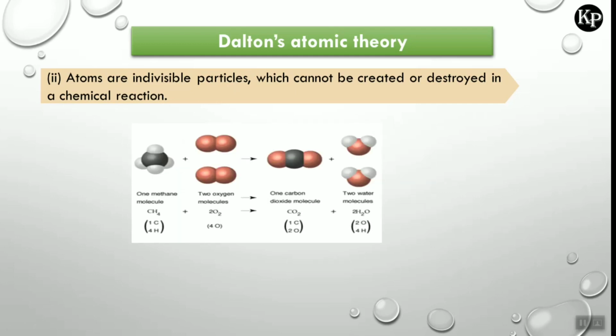In another example, in this reaction, methane combines with oxygen, forming carbon dioxide as well as H2O. So in this reaction, you can see in methane there is 1 carbon and 4 hydrogen, and in 2 molecules of oxygen there are 4 oxygen atoms. In the products, CO2 and 2 H2O: in CO2 there is 1 carbon and 2 oxygen, and in 2 H2O there are 2 oxygen atoms and 4 hydrogen atoms. You can see 1 carbon in the product and 1 carbon in the reactant, 4 hydrogen in the reactant and 4 hydrogen in the product. Here 4 oxygen: 2 oxygen is here and 2 oxygen is here, so we cannot destroy any atoms.